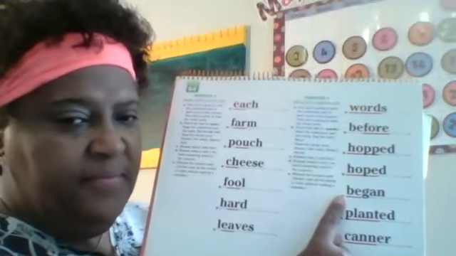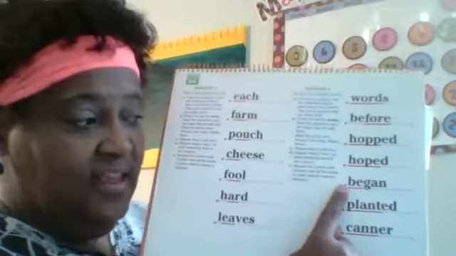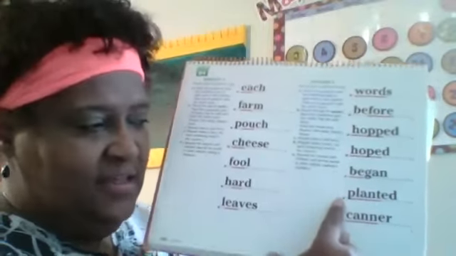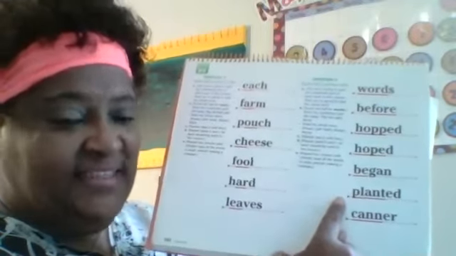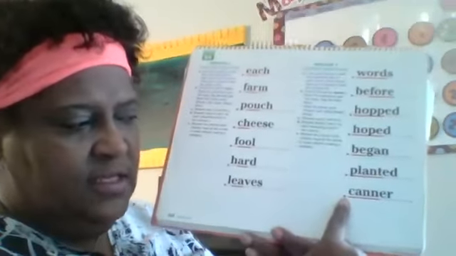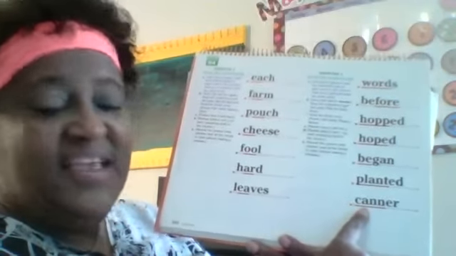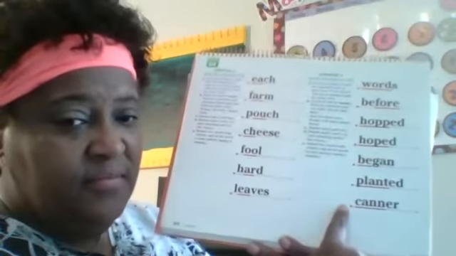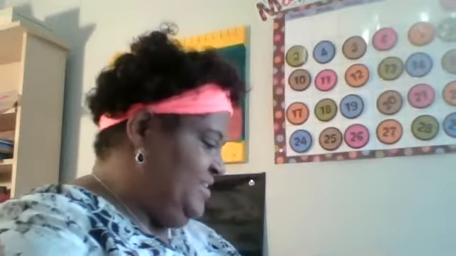Next word. Read the underlined part. Get ready. Yes, be. What's the whole word? Get ready. Yes, began. Next word. Read the underlined part. Get ready. Yes, plant. Read the whole word. Get ready. Yes, planted. Next word, read the underlined part, get ready. Yes, can. Read the whole word, get ready. Yes, canner. Good job in reading those words the fast way without making a mistake.